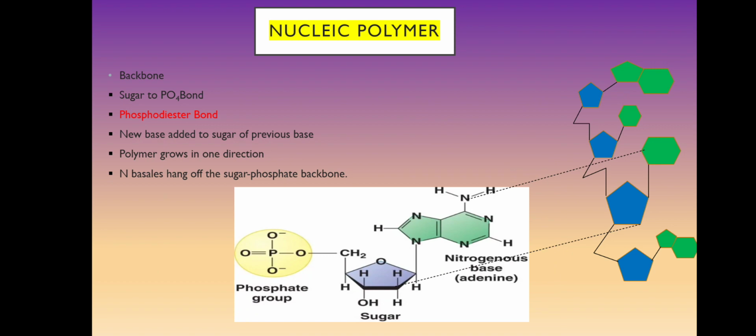Nucleic polymer. We have already seen nucleic acids are a polymeric chain. Polymer means a monomer that is continuously repeated. In nucleic acid, nucleotides are repeated, so they are called monomers in nucleic acid.